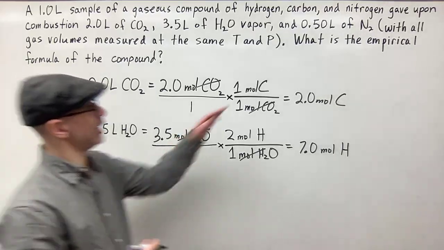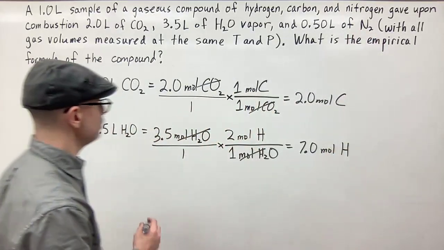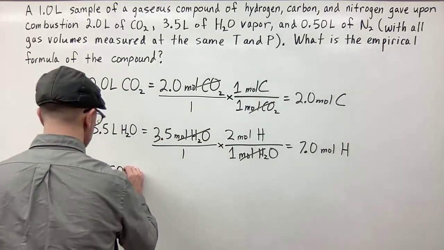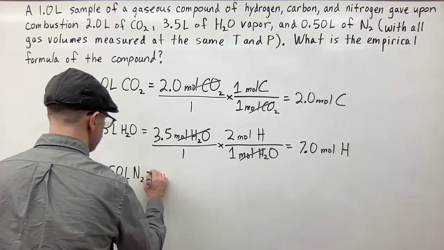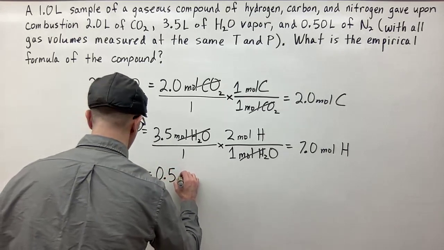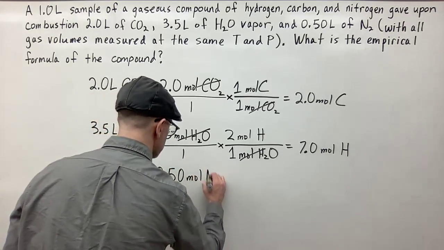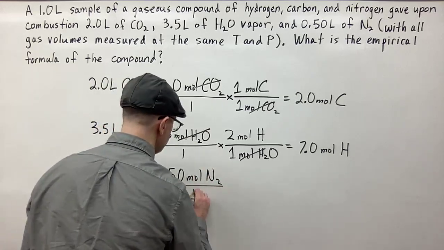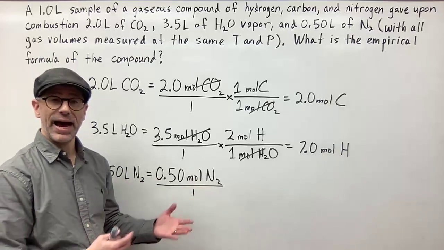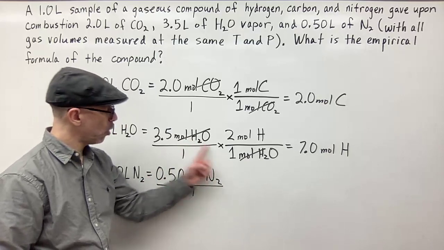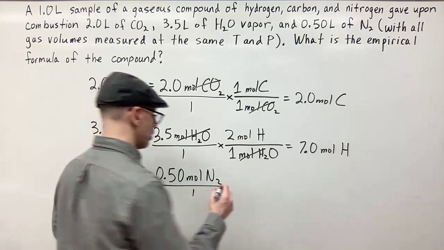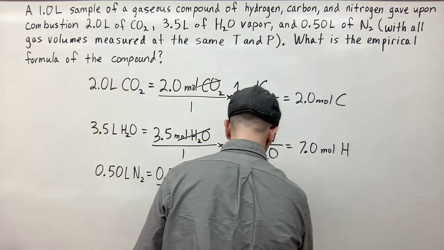And finally, I got nitrogen here, so I have nitrogen gas, N2. They're giving me 0.50 liters of N2. Again, that's going to be the same thing as 0.50 moles of N2. Now notice that I have moles of N2, which are molecules, but I want the atoms. So every 1 mole of N2 is going to give me 2 moles of nitrogen atoms. So I'm going to use that as a conversion.